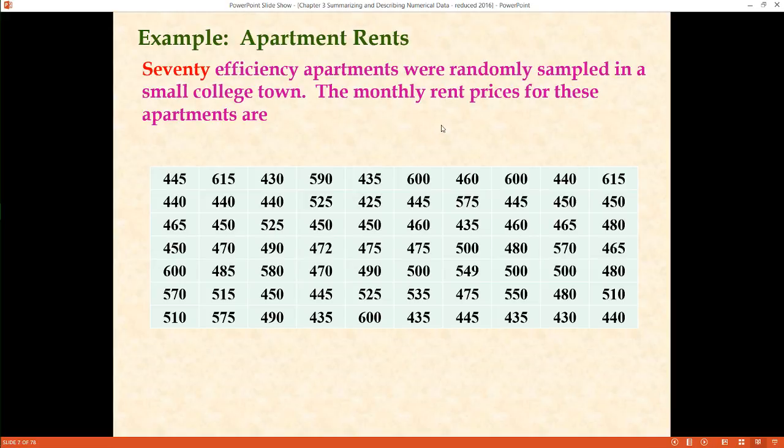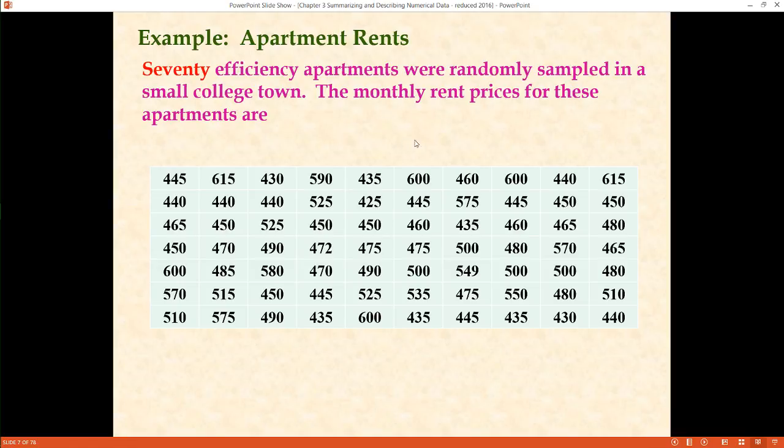Okay, so I posted this data set. We have some apartment rents. We'll do some more stuff with it later. I don't think you need to worry about it today. Okay, so this is not an ordered array. What I posted is an ordered array. I just put it into a column, I think.